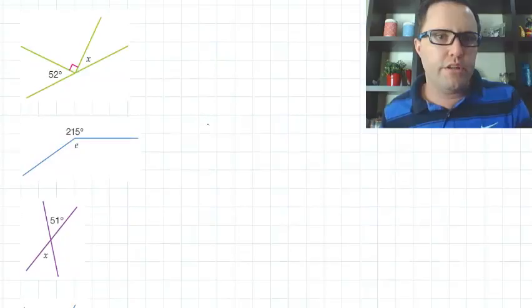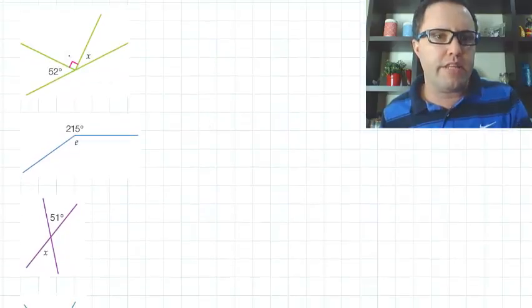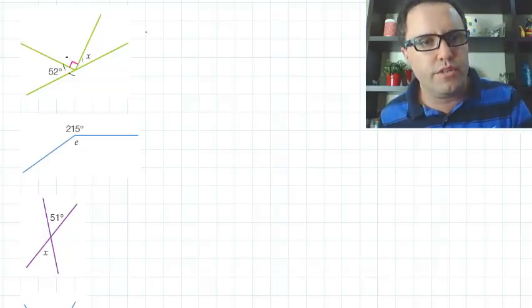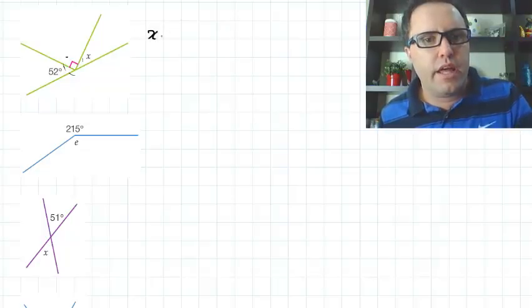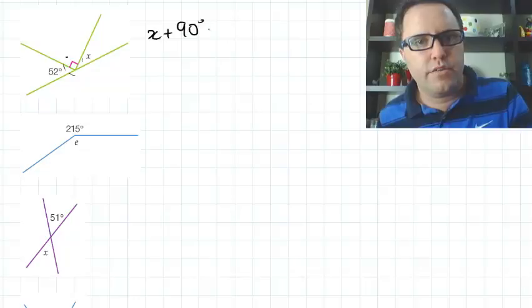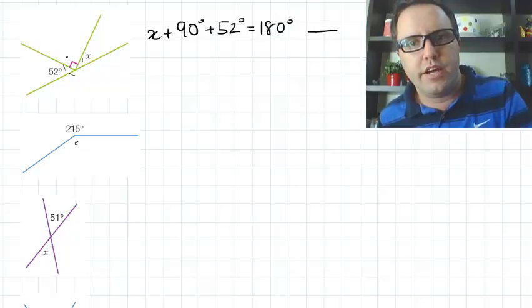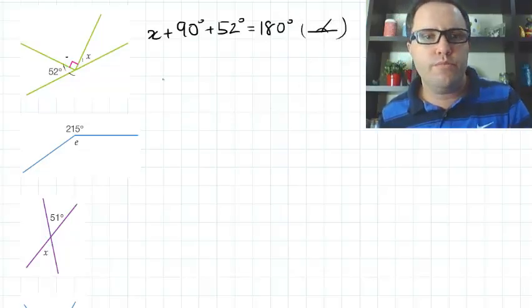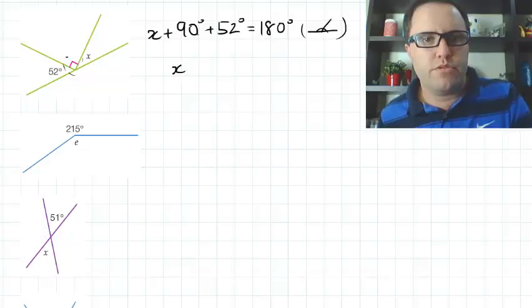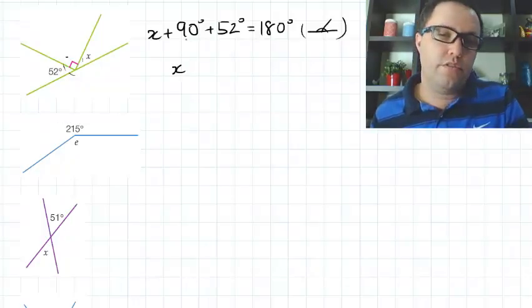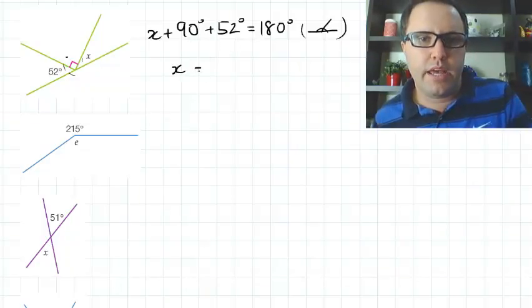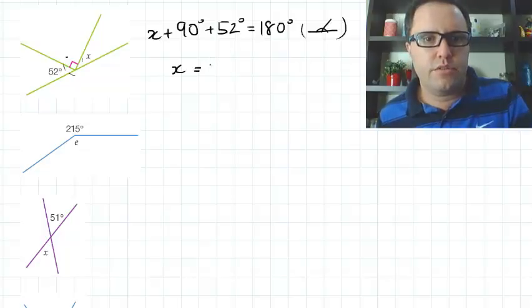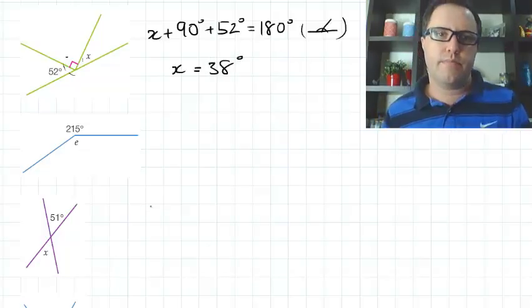Next one. We're still on a straight line, but now we've got three angles, x, 52, and what's this? It's this right angle sign, which is 90 degrees. So x plus 90 degrees plus 52 degrees is equal to 180 degrees because of our straight line rule. We subtract 90 and 52, 142, from both sides, and we end up with x is equal to 38 degrees.